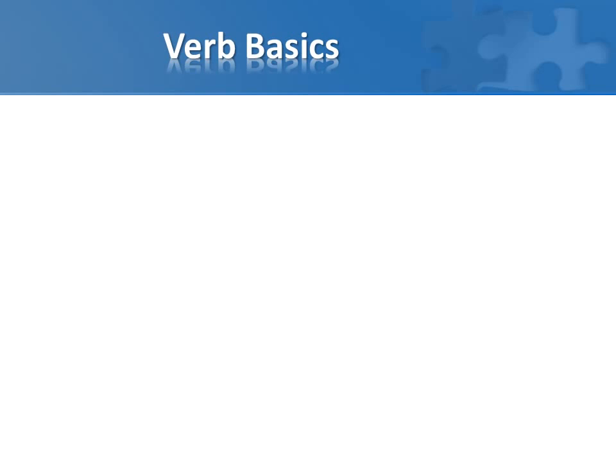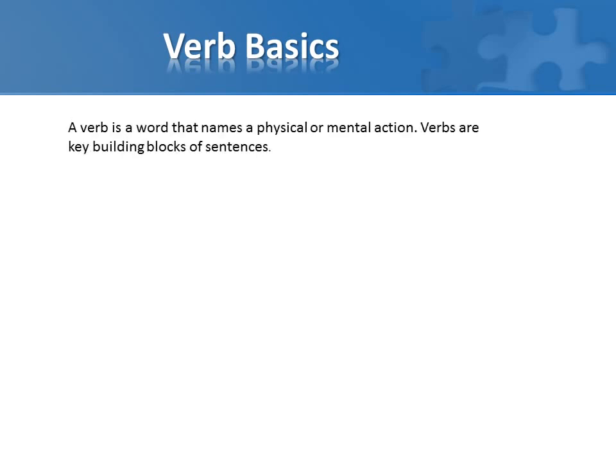So we'll take a look at each of these parts of a sentence, or criteria for a sentence, in a little more depth, starting with verbs. A verb is a word that names or describes a physical or mental action. And verbs are key building blocks of sentences. They're essential to convey a piece of information.